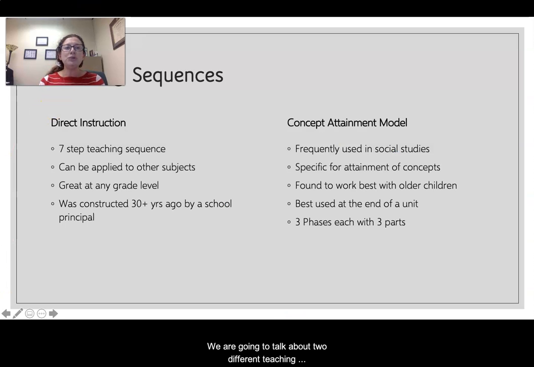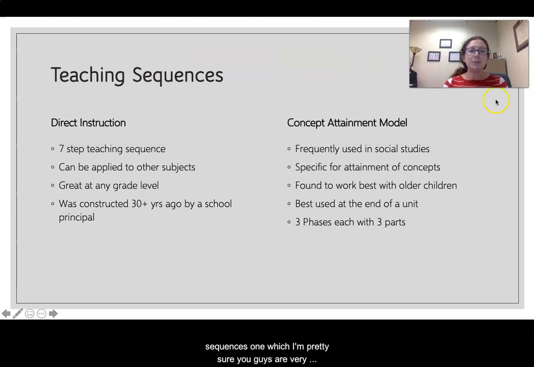We're going to talk about two different teaching sequences, one which I'm pretty sure you guys are very familiar with, which is the direct instruction. That's kind of what we do a lot of at Nicholls State. And the other one is concept attainment.